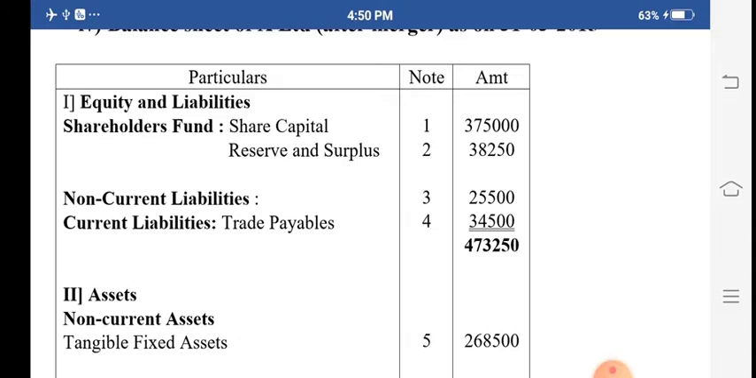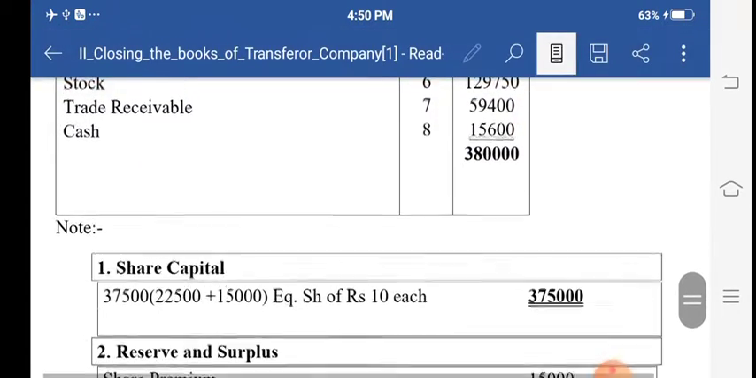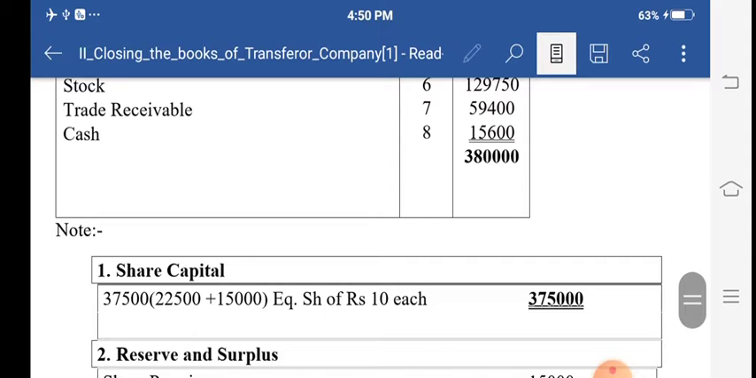Now see what note number 1, share capital, includes. It is 37,500 shares. How is it 37,500 shares? 22,500 shares are X Company Limited's shares, the transferee company's existing shares, plus 15,000 shares.